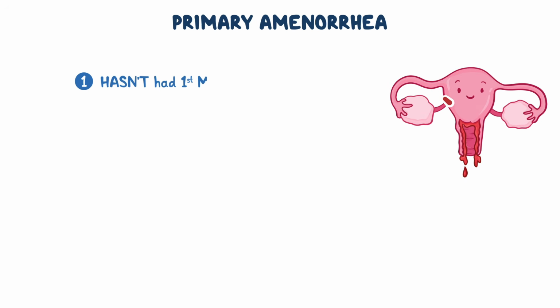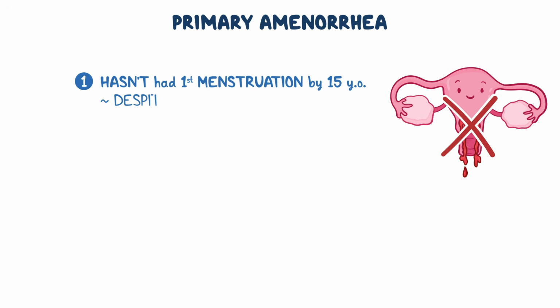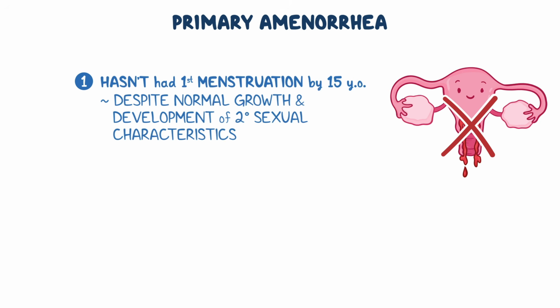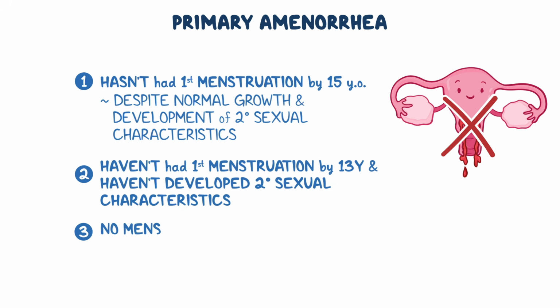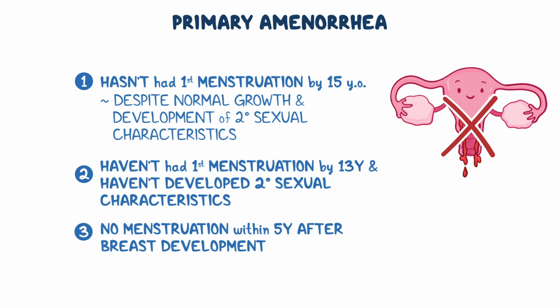Now, primary amenorrhea covers 3 scenarios. First, it refers to situations where a person hasn't had their first menstruation by 15 years of age despite normal growth, and the development of secondary sexual characteristics like breasts and pubic hair. Second, it refers to individuals who haven't had their first menstruation by 13 years of age and haven't developed secondary sexual characteristics. Third, it can mean no menstruation within 5 years after breast development begins.